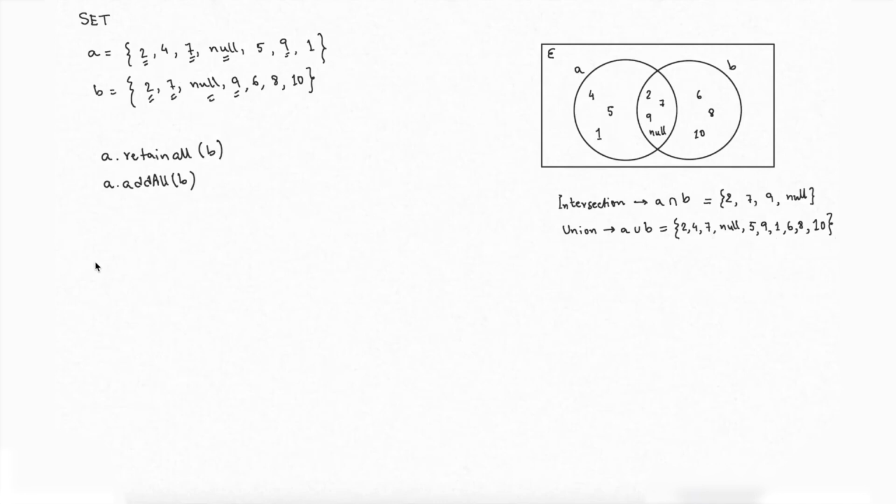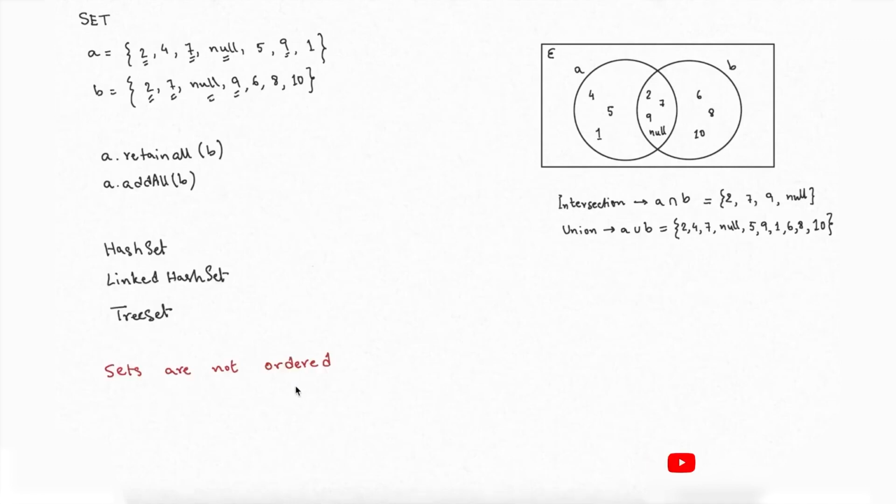Sets have 3 different implementations in Java. There is HashSet, LinkedHashSet, and TreeSet. One important thing to note is that sets are not ordered, which means that the elements in a set do not maintain any order by default. And so we do not have any index for a set. Sets do not have indices. But if we want to iterate through each of the elements of a set, we can use the forEach method from the iterable interface.